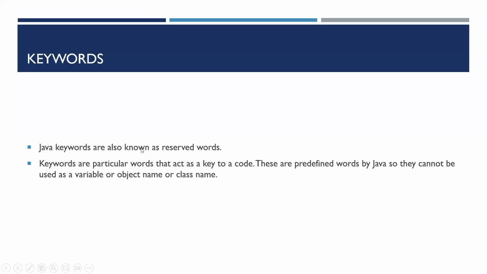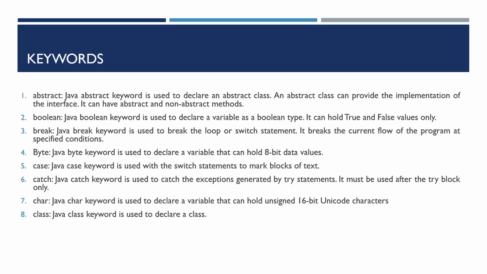So keywords are particular words that will act as a key to the code. These are predefined by Java, and so they cannot be used as a variable or object or a class name. You cannot use these particular keywords to initialize a method or a class or a variable. So I have given a list of all the keywords which are used within Java. One: abstract, boolean, break, byte, case, catch, char, class.